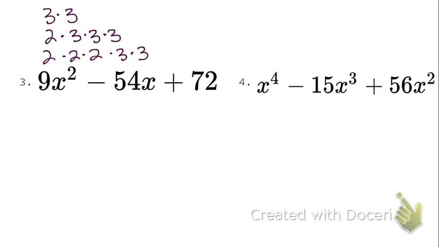Okay, remember when we did this? And then we look for our matches. So on these lists, we've got 3's in common and another set of 3's in common. So our GCF here is going to be 9. Again, we cannot use an X because not every term has an X.